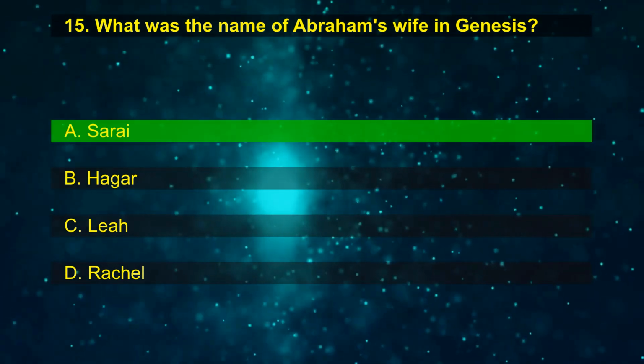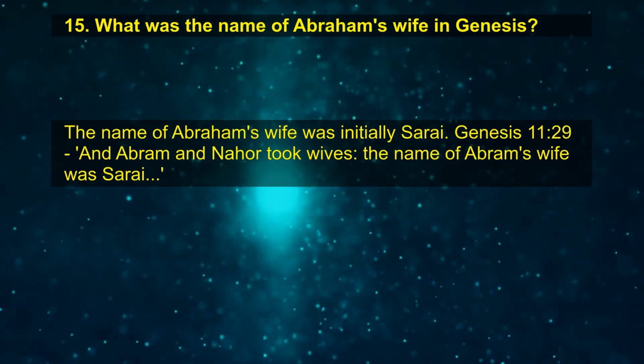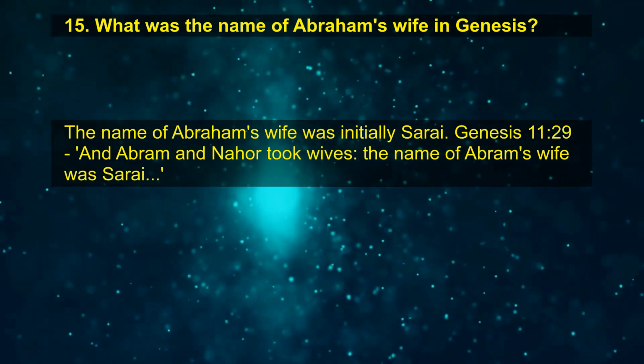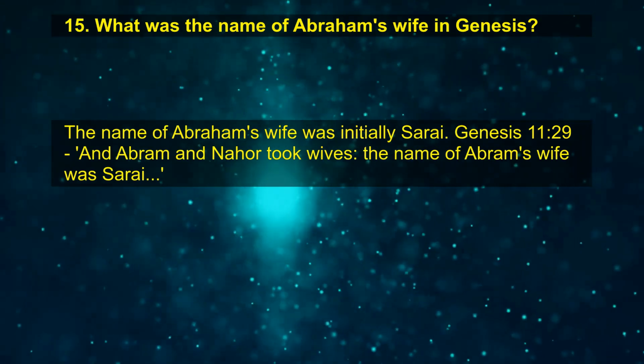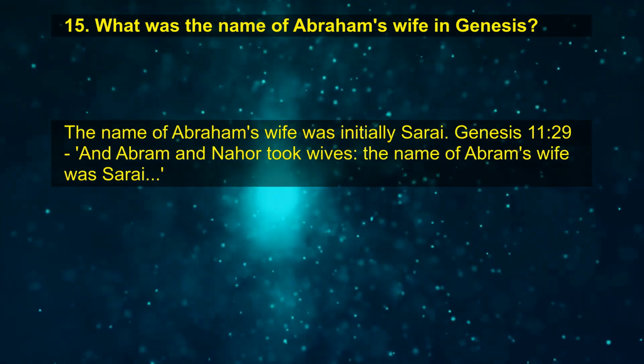Right answer is A. Sarai. The name of Abraham's wife was initially Sarai. Genesis chapter 11 verse 29. And Abram and Nahor took wives. The name of Abram's wife was Sarai.